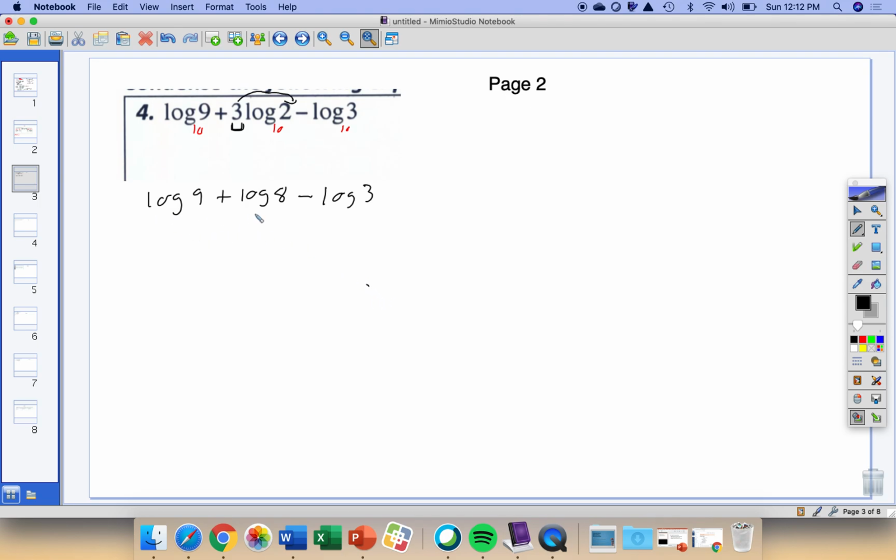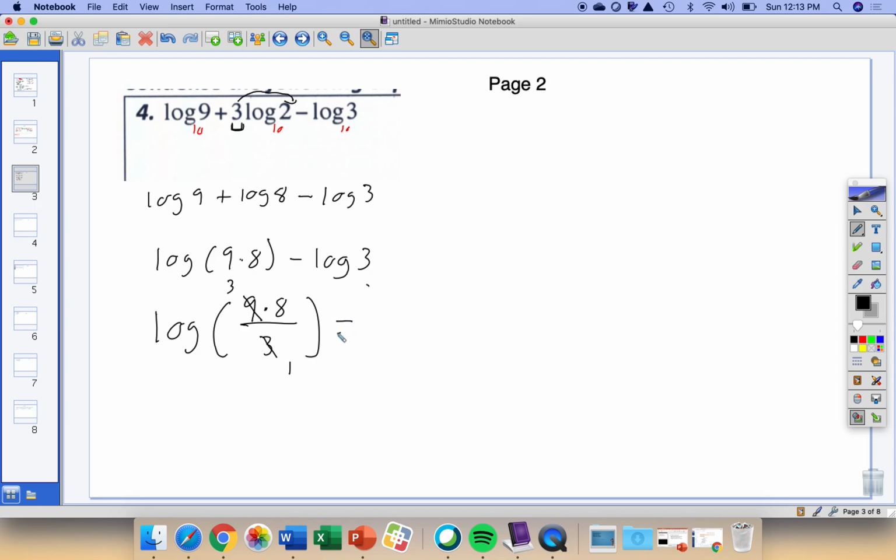Now, these two logs are being added together, so it would be log of 9 times 8 minus log of 3. And now, because I'm subtracting 2 logs, I can divide and have log of 9 times 8 over 3. And of course, I can simplify. Once I have this, I can simplify the 9 into a 3, and the 3 into a 1, which just leaves me with log of 8 times 3 is 24. That's it, just 24. Log of 24.